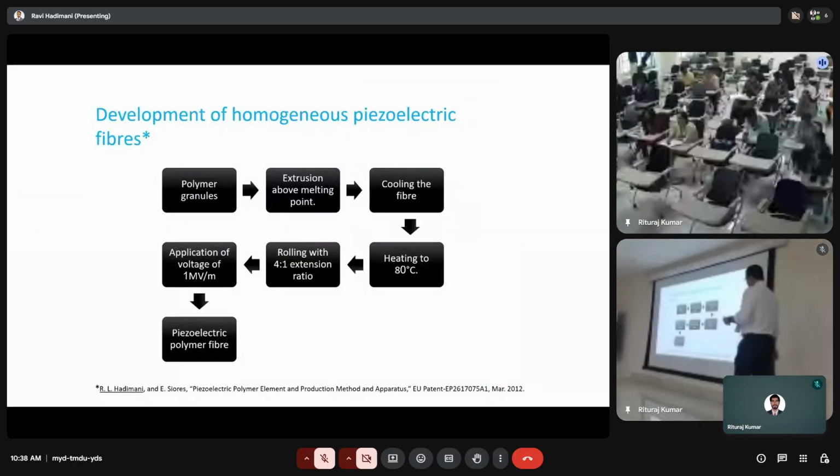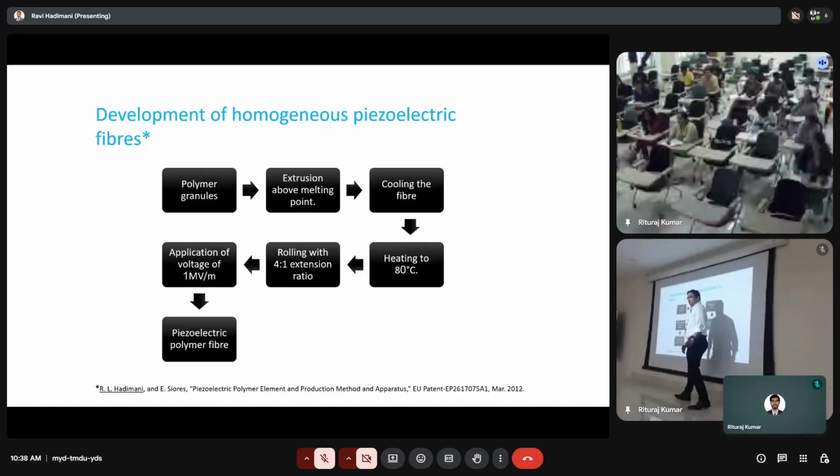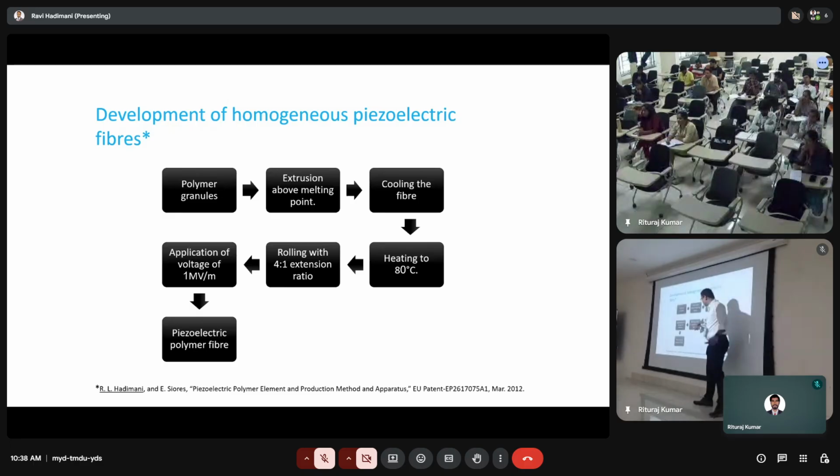So we made this PVDF, a piezoelectric polymer. We took polymer granules and extruded them into fibers. We cooled it a little, and while cooling, we applied a high voltage of 1 megavolt per meter, which is about 10,000 volts per centimeter. While you apply that voltage, and when it is hot, you stretch it with a 4:1 extension ratio, keeping it at 80 degrees.